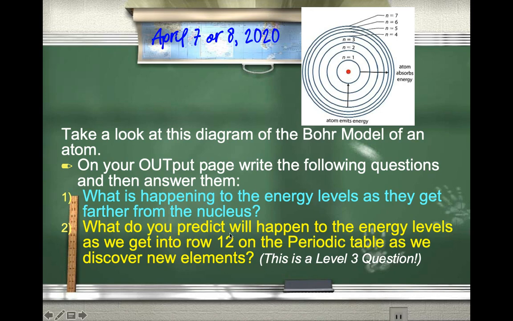So with that idea, what do you predict will happen if we got all the way to row 12? The idea is that these rings would keep getting bigger around, but they would have to get closer and closer together, because otherwise those electrons way out here aren't going to be attracted to that nucleus, and it would be super easy to take those electrons away, which could be really important for bonding and other things that might happen. So that's just a little bit to think about as we go into our new topic for these video notes.